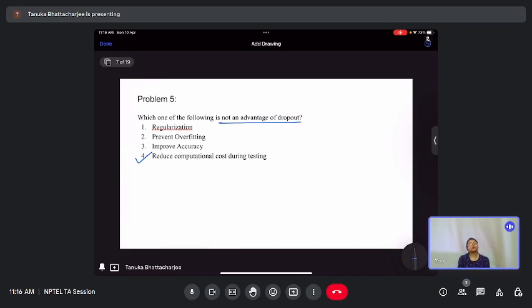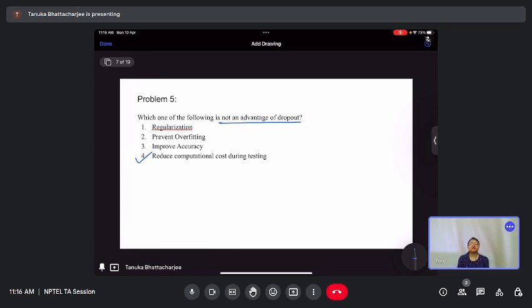So when you have completed the entire training, you have learned all the weights, and during testing you will have to pass your data through all these layers, all these neurons. So computational cost will not be reduced at all.